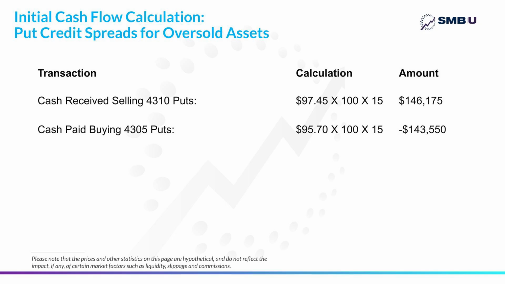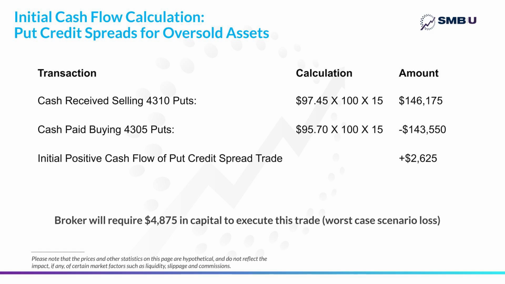And so when you net the two together, you actually receive $2,625 net into your account. And your broker will require you to have at least $4,875 in your account to execute this trade. And since you started out with $5,000, you would have had the funds to execute this trade in your account.